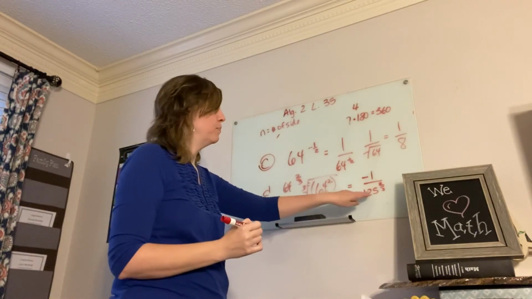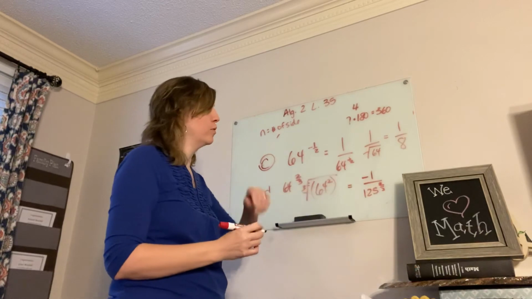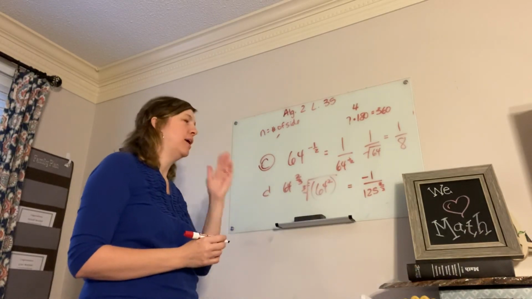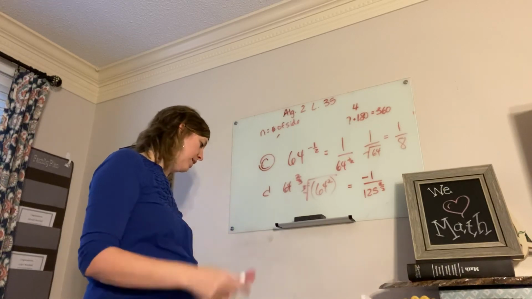So that means you're squaring 125, but then you're cube rooting whatever you square it to be. And again, you can plug that in or work it out step by step.